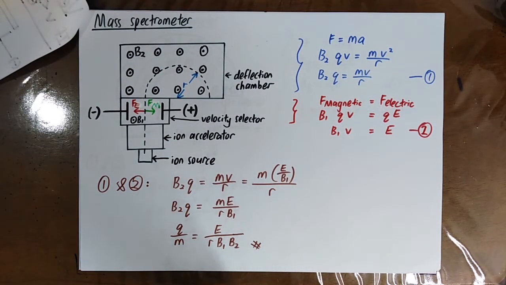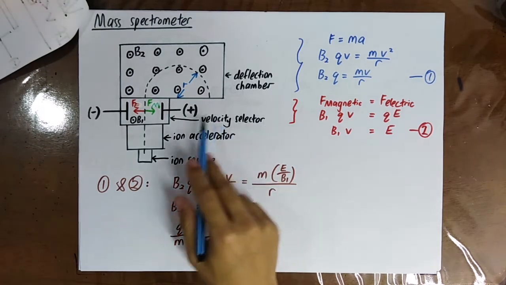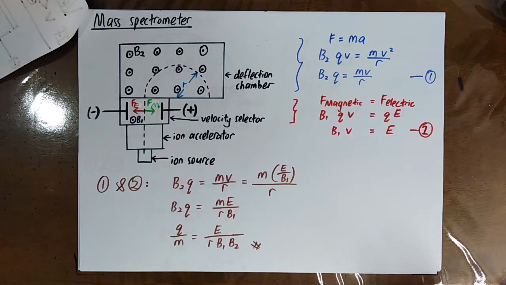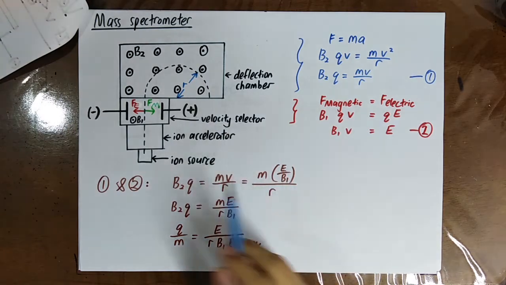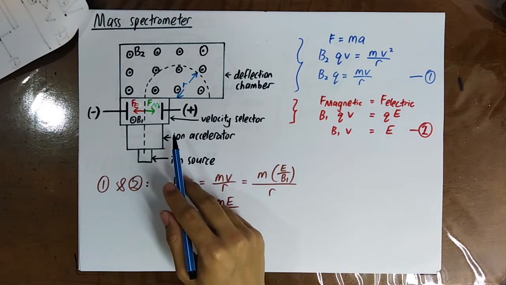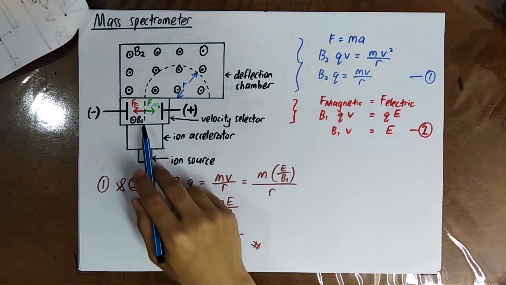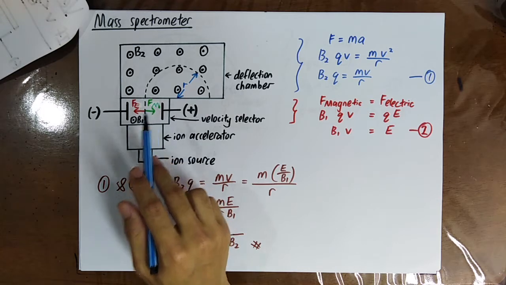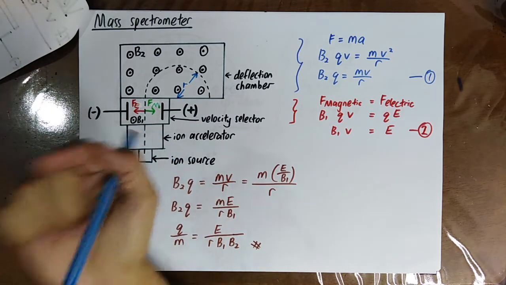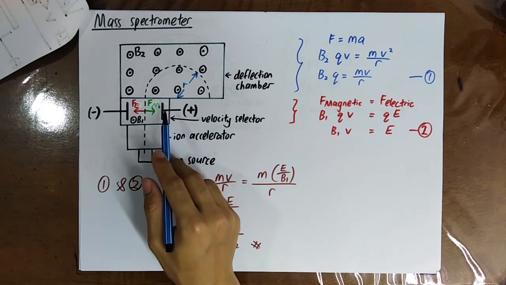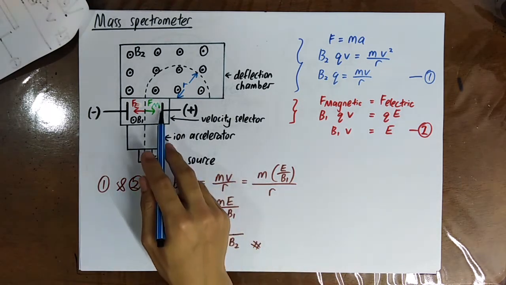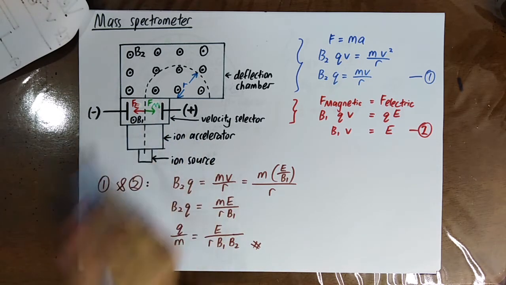The reason you need to learn about the velocity selector is that it is used in some spectrometers and also some experiments. For example, this is a mass spectrometer. This is an ion source, and this is your ion accelerator, so the ion will move from here to here to here to here. In this region, the magnetic field is out of the page, and the electric field is from here to here. The electric field will always point from the region of higher potential to the region of lower potential.